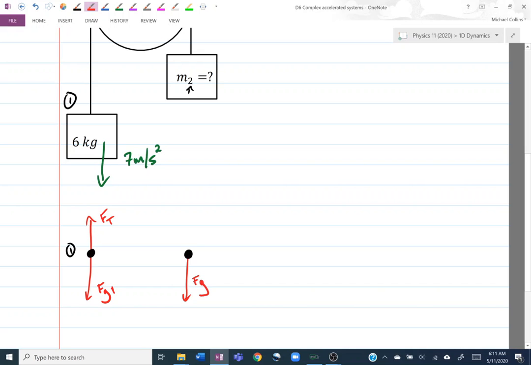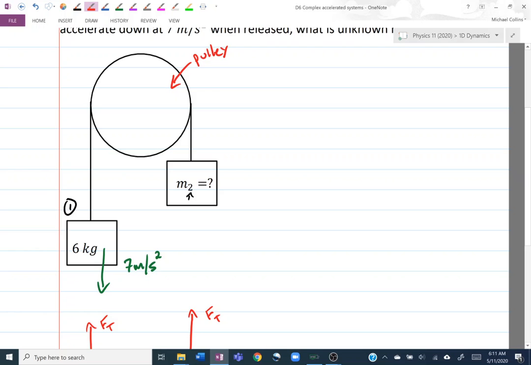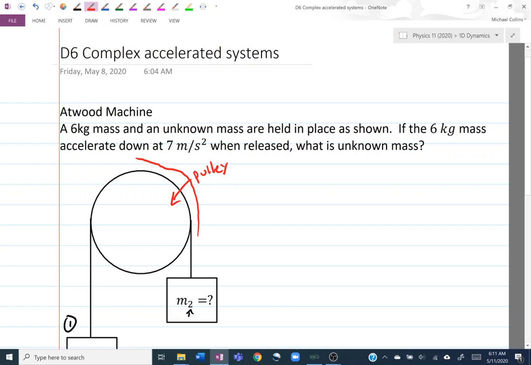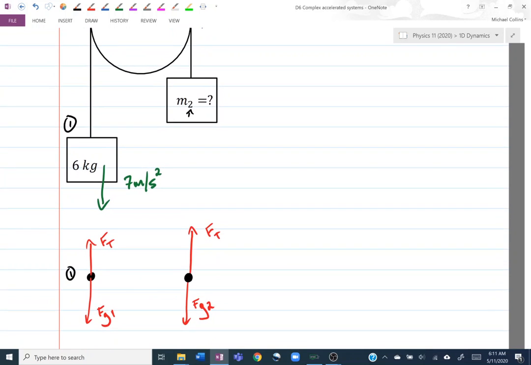This is FG2, and then we're also going to have an FT. Notice how it's the same string that goes up and over and around. I'm going to maybe not draw that in red because red means forces. Let me erase that again. I'm going to do it in blue, up and around and down. Since it's the same string, both of my forces of tension will again be equal. They're an action-reaction pair. Every action has an equal and opposite reaction.